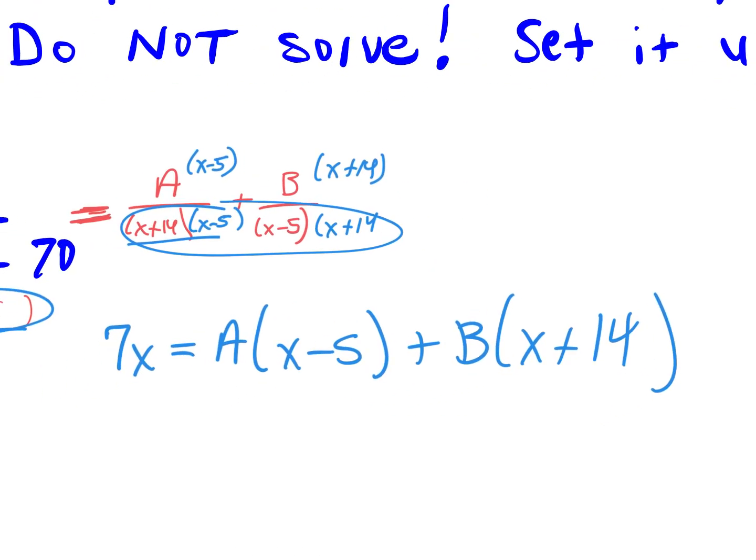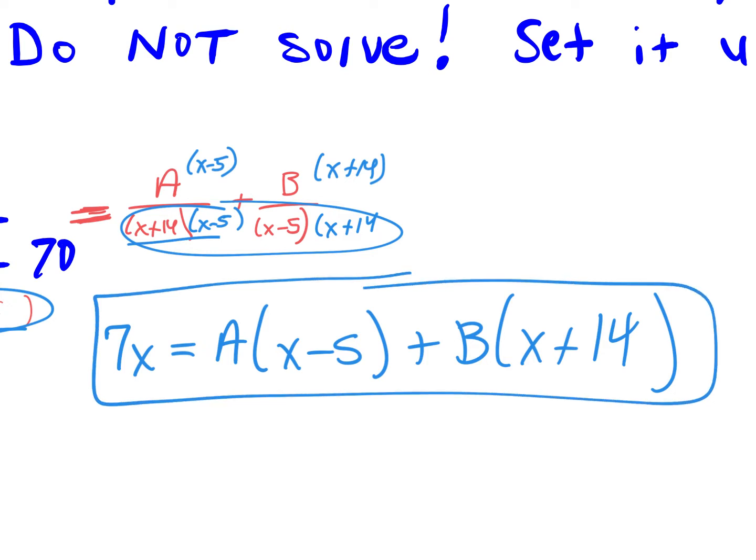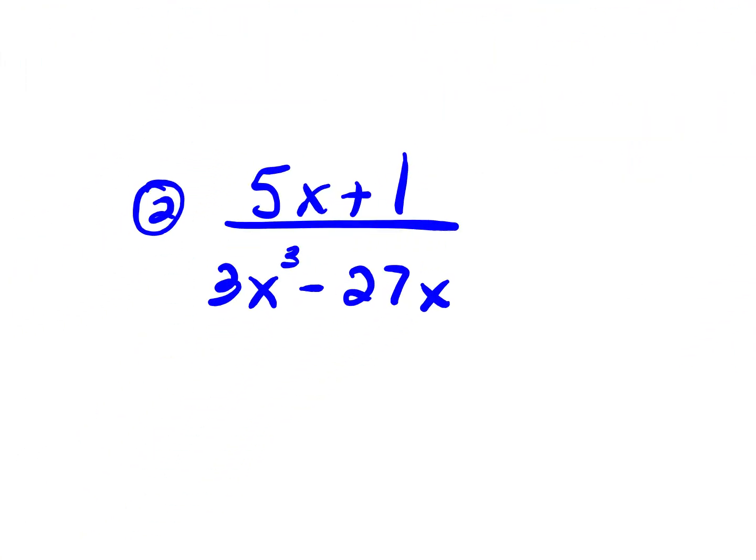That is the setup. 2 of the questions will say, set up, do not solve. That is what I'm looking for. If you wanted to solve it, you would go ahead and you would set each of your linear factors equal to 0 and then plug in, which we're going to do a couple in a second. But if it says do not solve, this is what I'm looking for as an answer. Does everyone understand that? Mm-hmm. Okay, let's go to the next one.